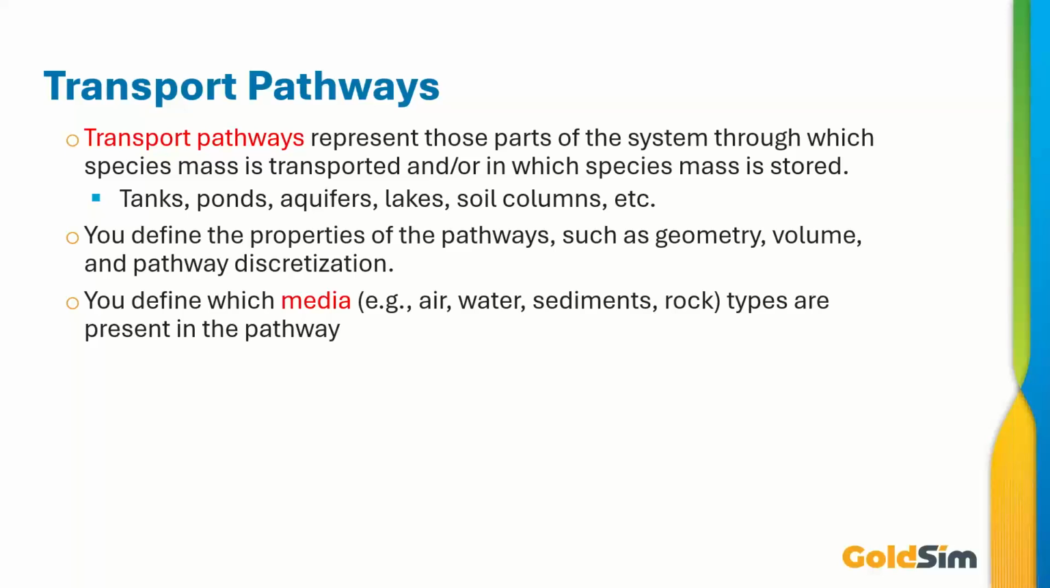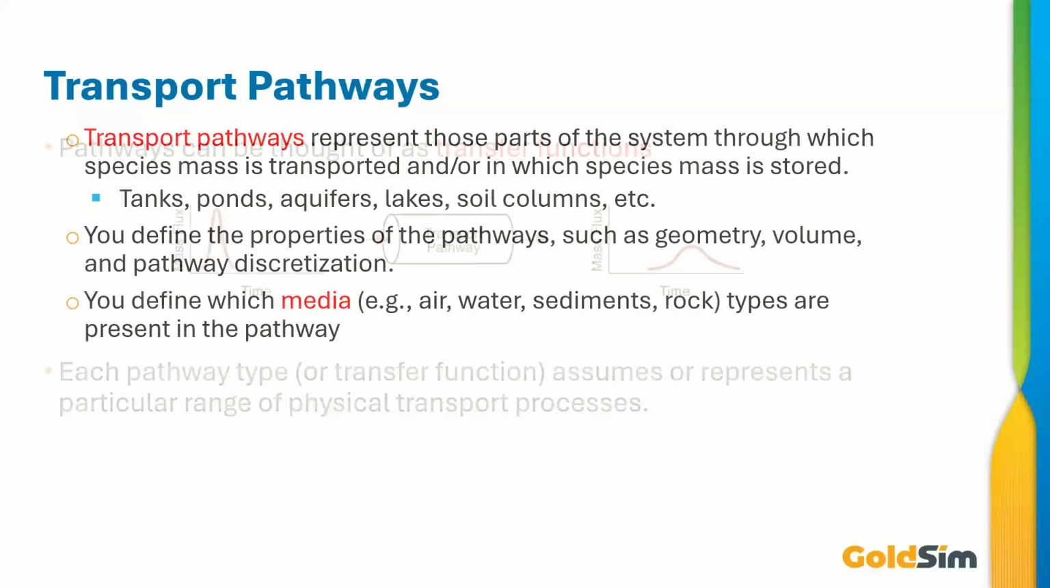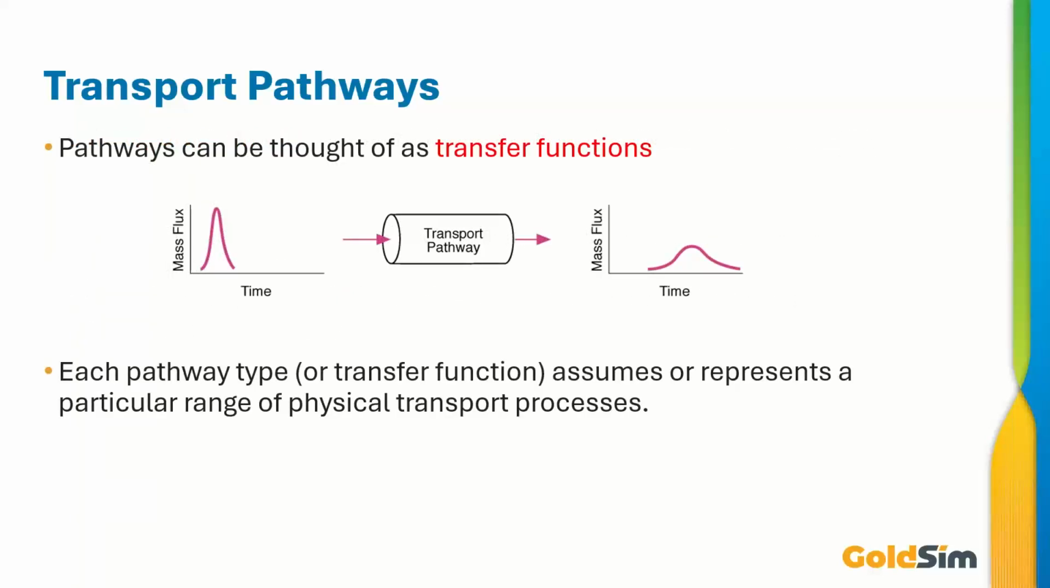When we define a pathway, we have to talk about its geometry, things like its volume, what media it contains. So a tank might just contain water. If I was modeling a lake, I might say that the lake contains water and maybe some sediments. And these transport pathways, you can think of them as transfer functions. We're just moving mass through it. Mass enters the transfer pathway and then leaves the transport pathway. And it could be delayed on the way through. It could be spread out, depending on how the transport pathway is set up.